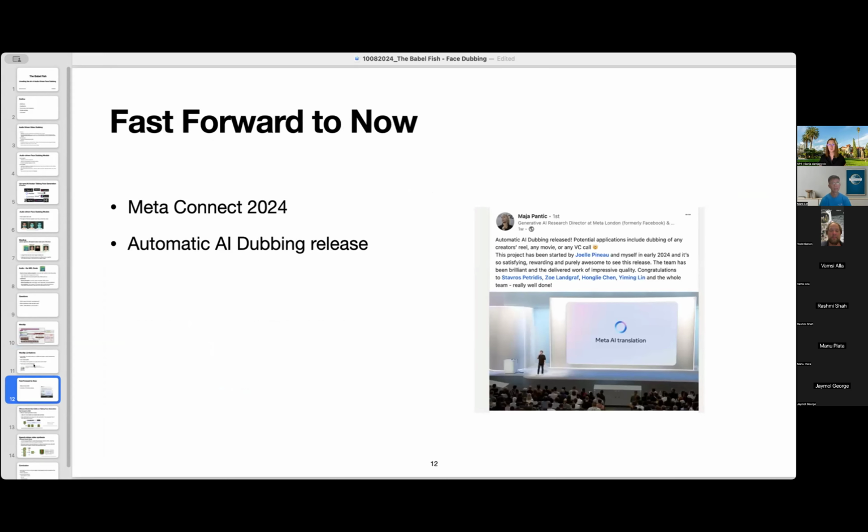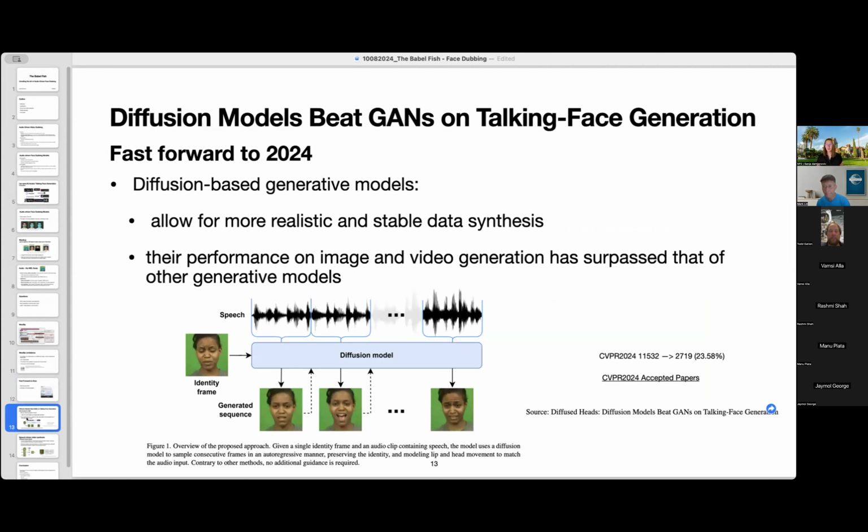So let's fast forward to now. It's only 4 years later. And a week ago, there was Meta Connect 2024, where automatic dubbing AI was released. And that was my inspiration for this speech today, because I got a notification on LinkedIn that a colleague I met once in the Netherlands, Maja Pantic, was sharing that she participated in this development. So I was curious to find the explanation of the magic behind this model.